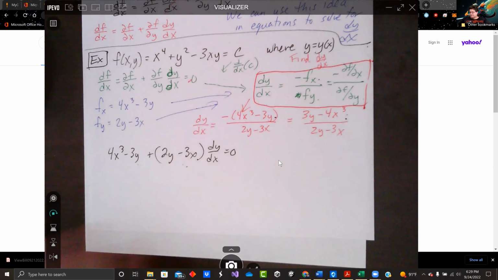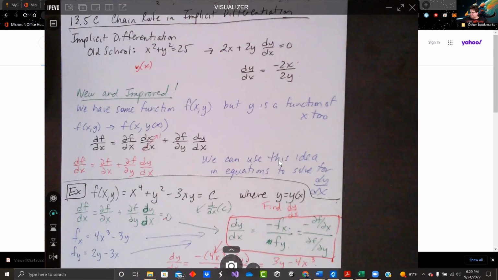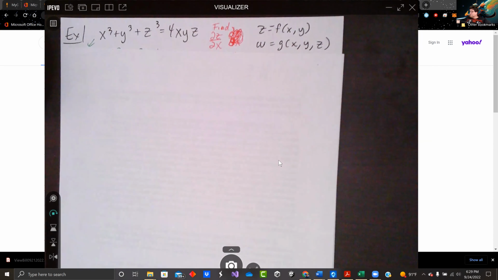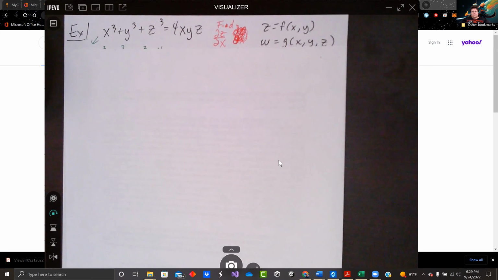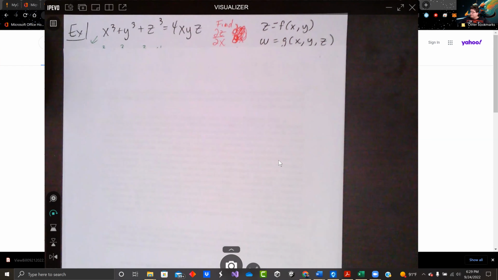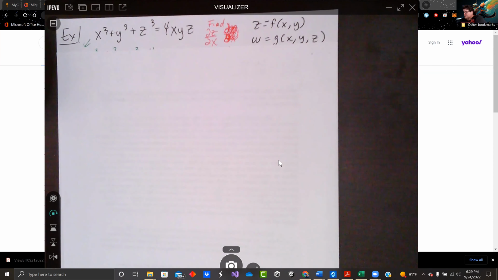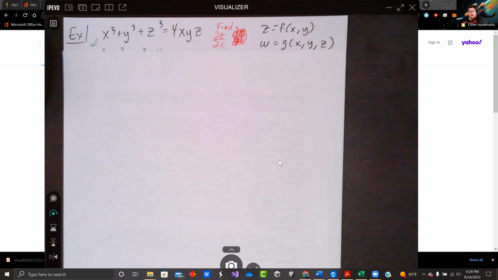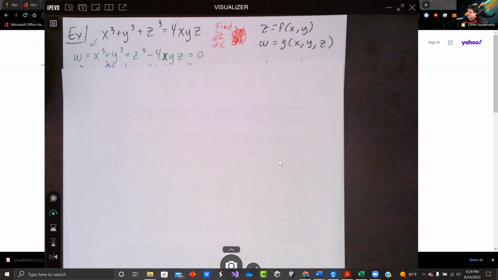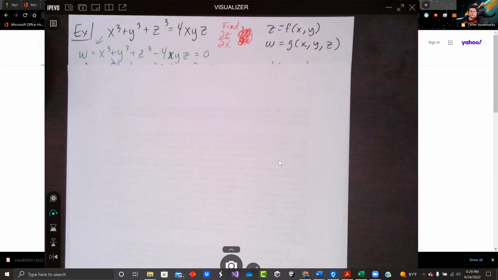Okay. Let's take a look at a little bigger of an example. We'll have 3 variables here, x, y, and z. And so we'll use w. We need to write this in a form that's good for w. So I'm going to move everything to the same side. Move everything over to the left. So we'll subtract that 4xyz.